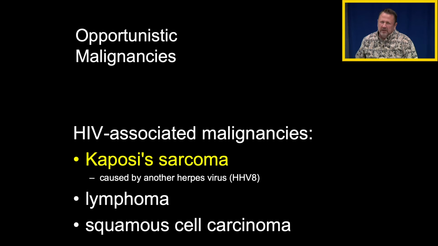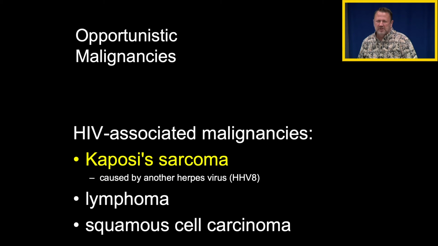And then we can see malignancies as well. Your body's immune system is responsible for fighting off these little cancers that develop. That's a normal part of your body's defenses. And cancers like lymphoma and squamous cell carcinoma are much more common in the AIDS population as opportunistic malignancies. One of the very first malignancies that we noticed with HIV, that's only associated with HIV, very rare to see with anything else, is Kaposi sarcoma.